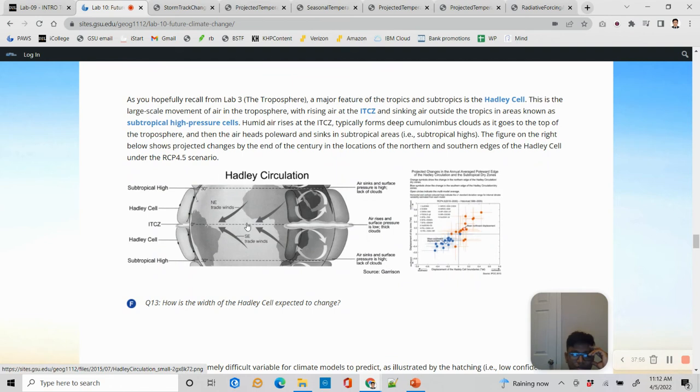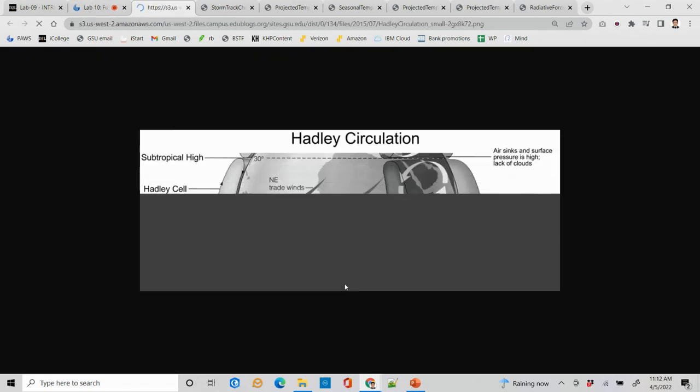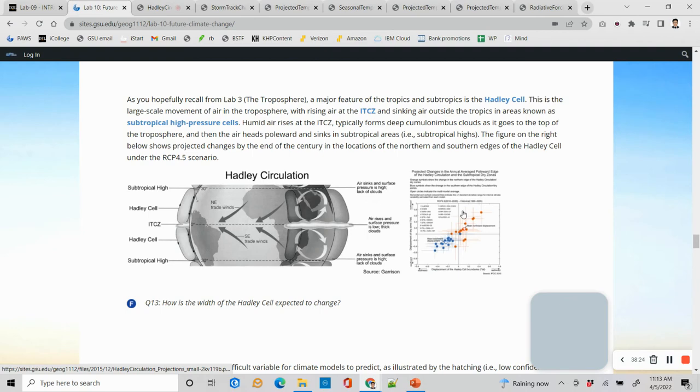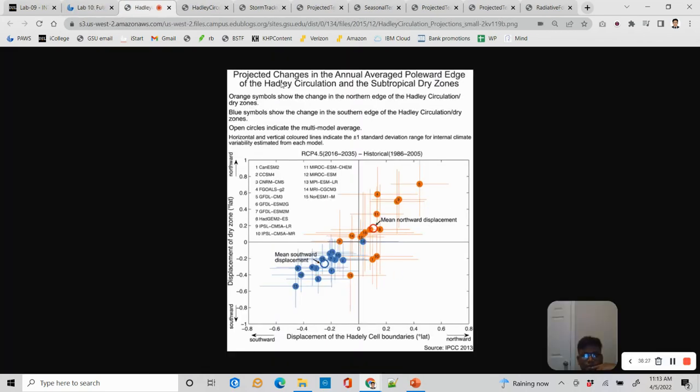Then Hadley circulation, you already studied the Hadley circulation here. So this is the ITCZ in the tropics. Then the circulation circulates this way in the north and this way in the south, and there is some precipitation happening here, and some precipitation in this region, the subtropical region. So there is another graph here, the projected changes in the annual average poleward edge of the Hadley circulation. How the Hadley circulation is going to change in the future.